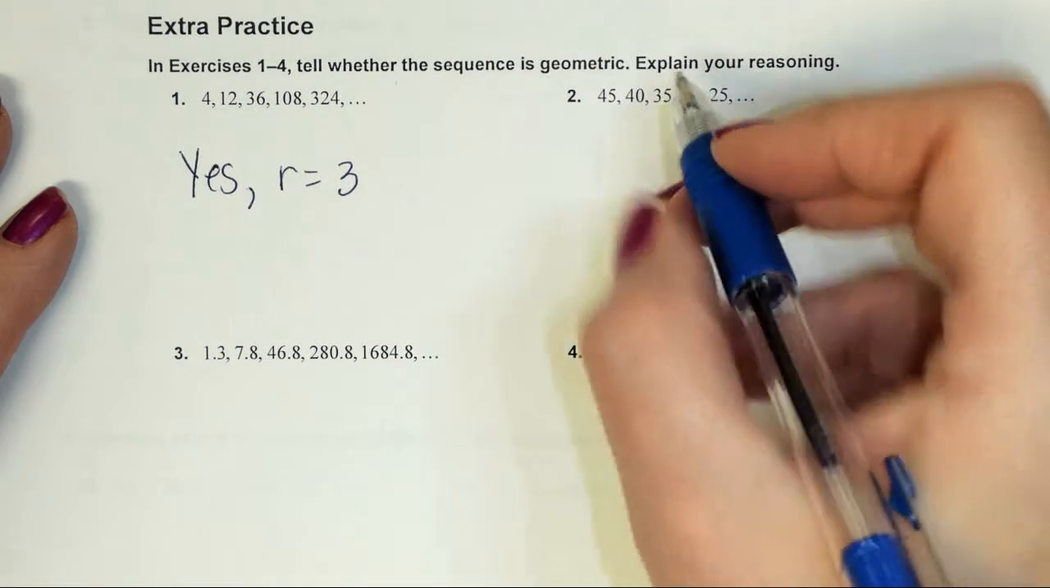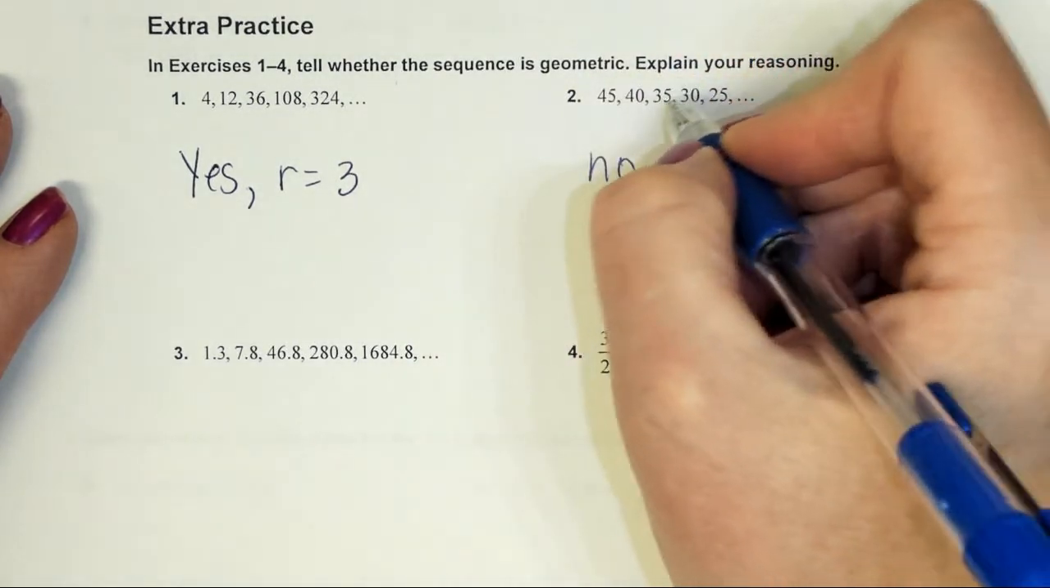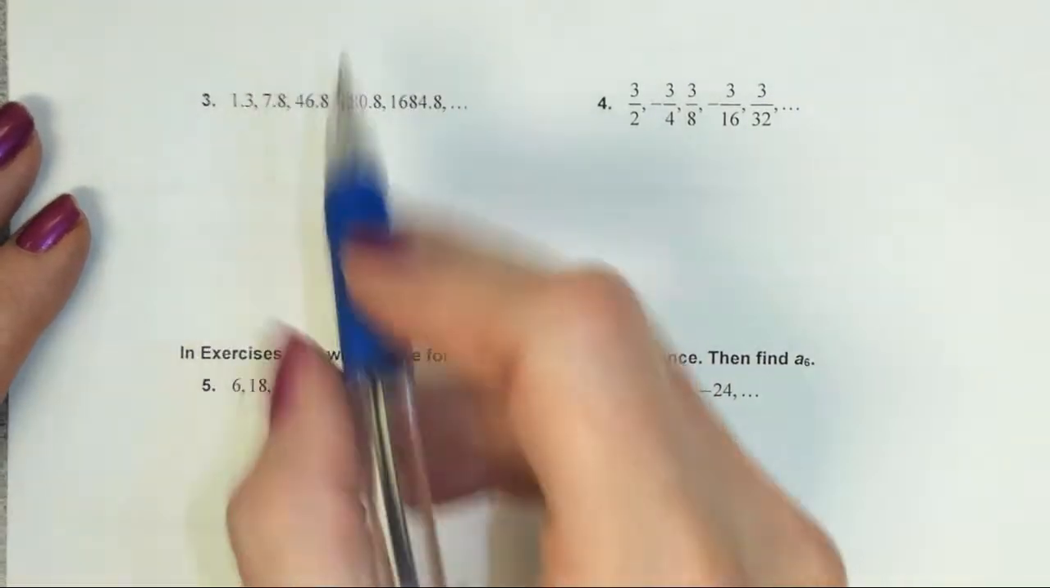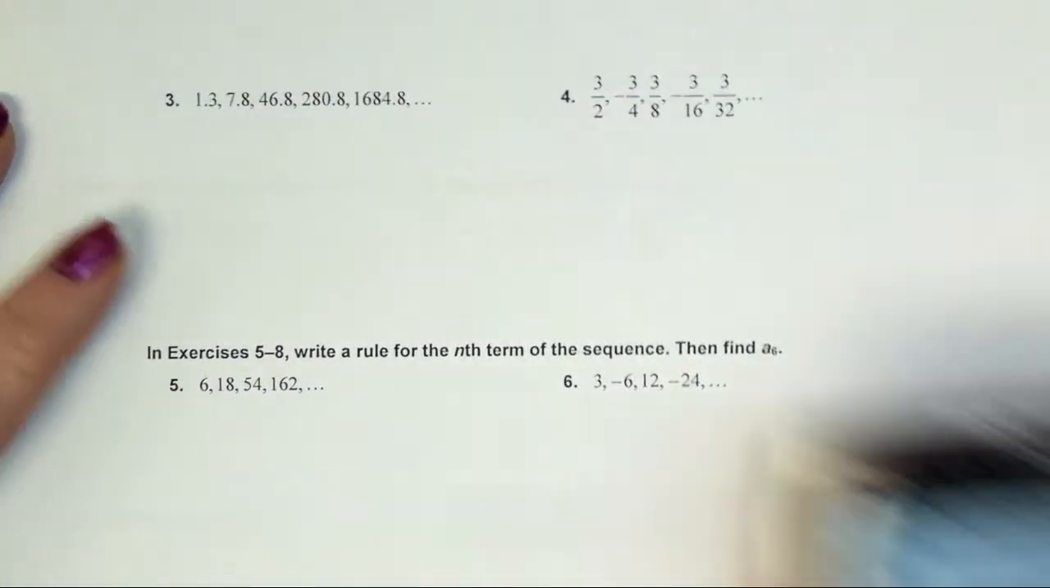All right, what about this one? No, you can see that real quick. What's this one actually? Yeah, this is arithmetic with d equals -5. Okay, what about this one? I'm going to need a calculator here.